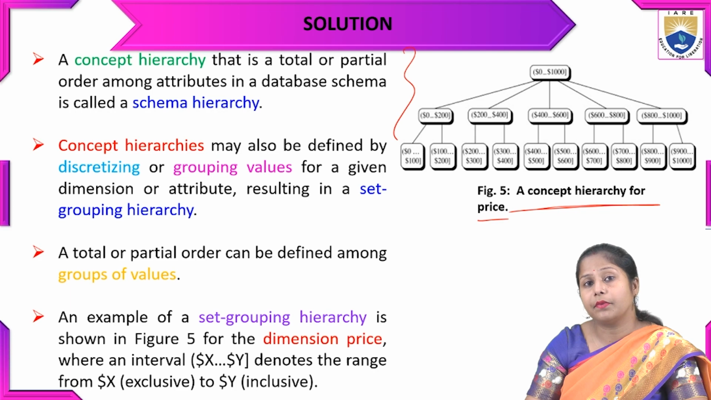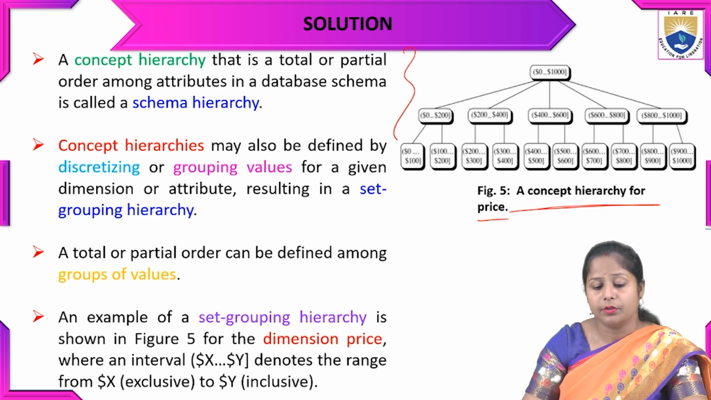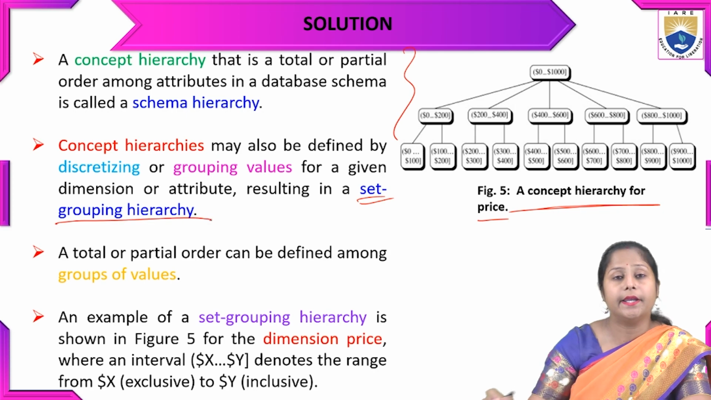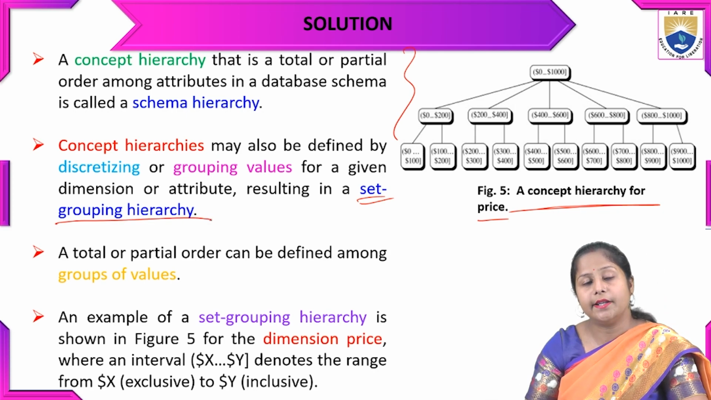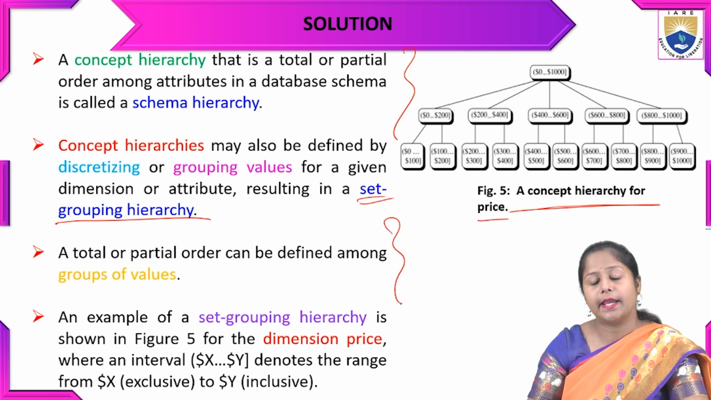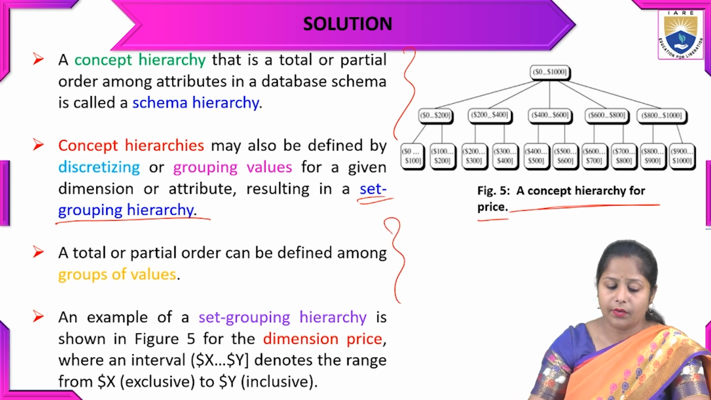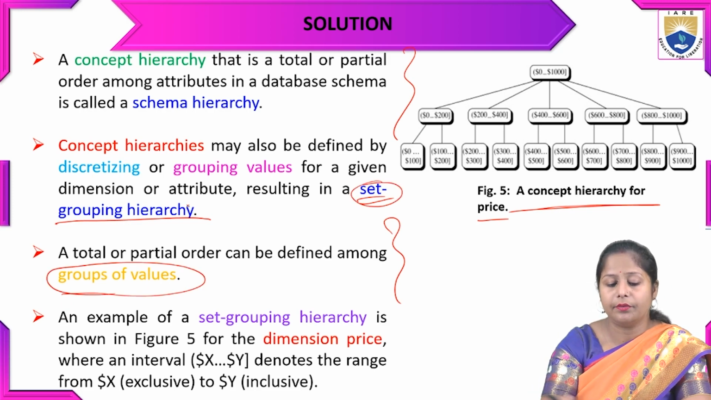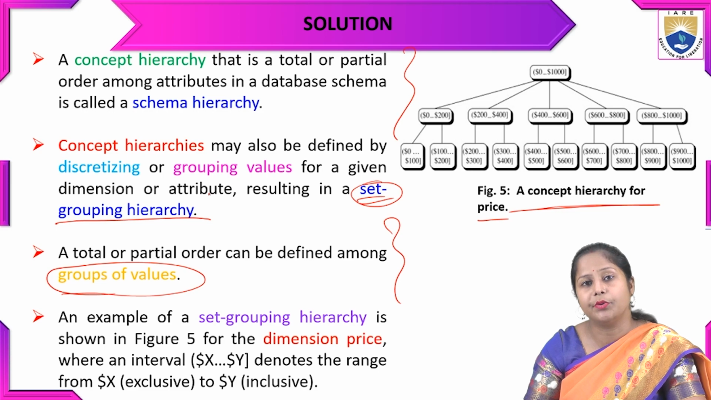I have told you earlier that two of the dimensions can also be merged in one place, that is called grouping values for a given dimension or attribute. That results in the form of a set grouping hierarchy. Now, a total or partial order can be defined among the set of group of values, that is the set of values of a dimension attribute.